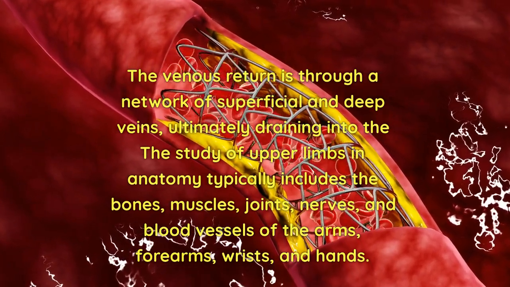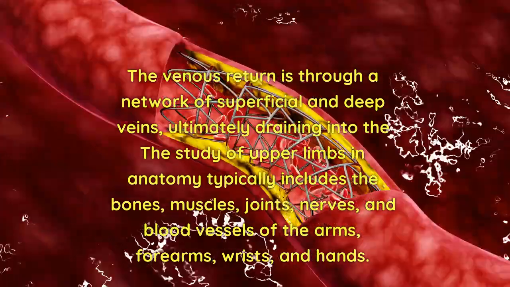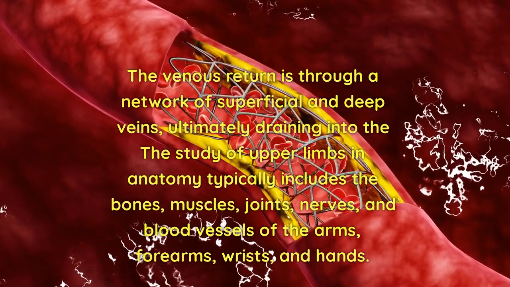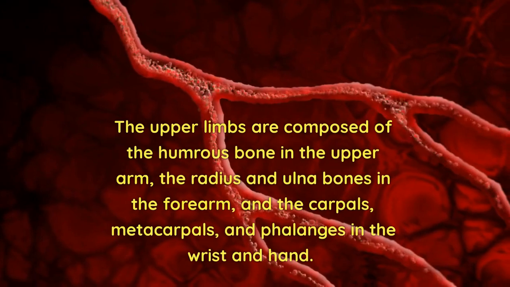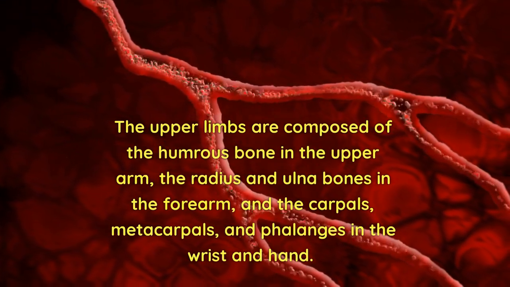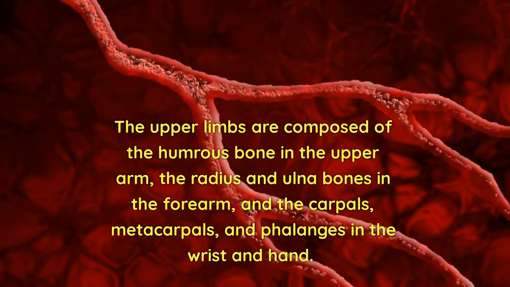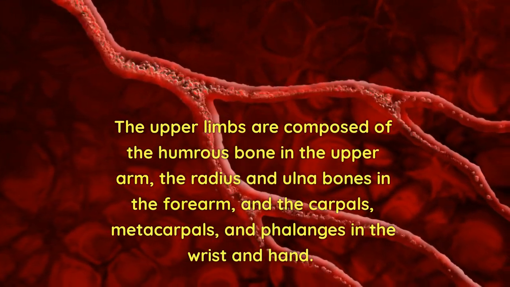The study of upper limbs in anatomy typically includes the bones, muscles, joints, nerves, and blood vessels of the arms, forearms, wrists, and hands. The upper limbs are composed of the humerus bone in the upper arm, the radius and ulna bones in the forearm, and the carpals, metacarpals, and phalanges in the wrist and hand.